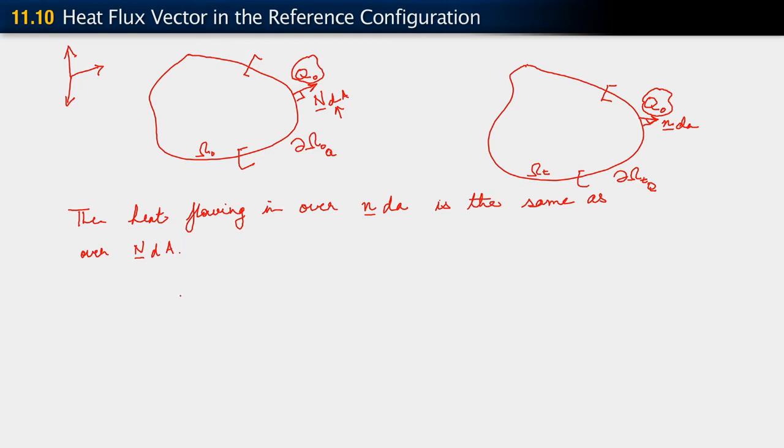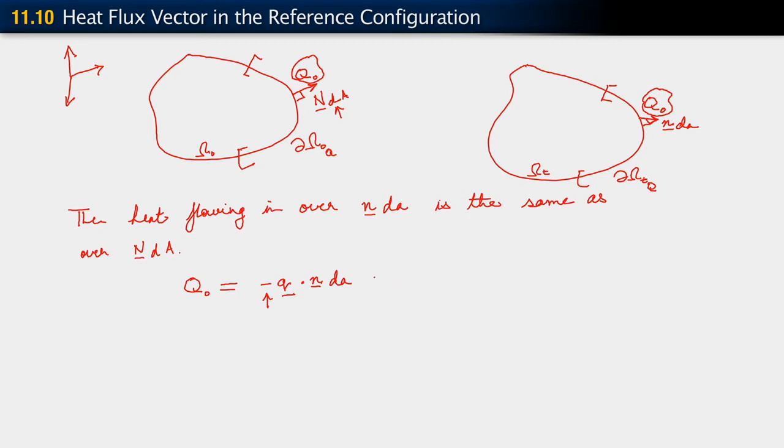What this means is that we have Q naught equals minus q dot n da, and we have the minus sign because n da is an area vector that's directed outward. All right? So we have a minus sign here because we want to talk about the heat flowing into the body. So that explains the minus sign here. Okay? So that is in the current configuration.